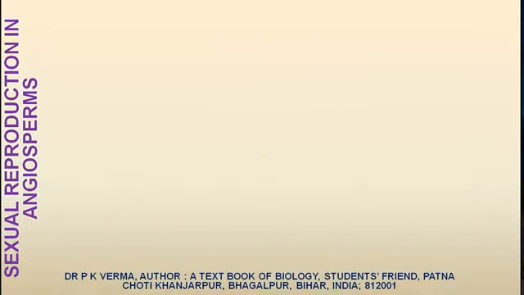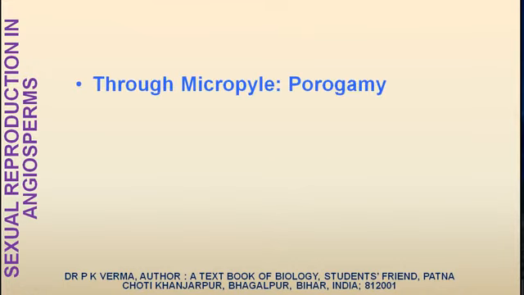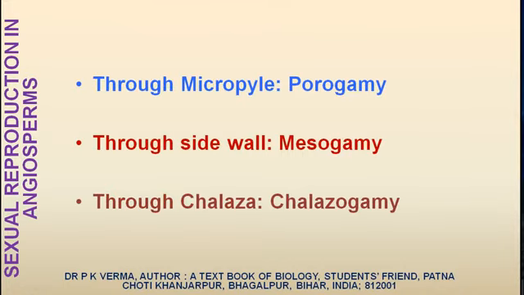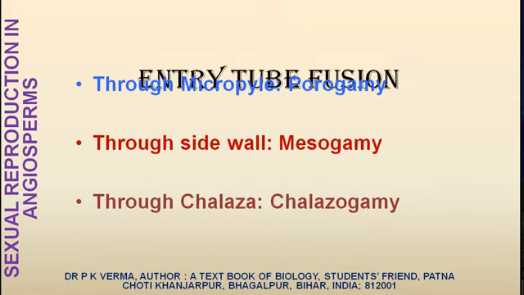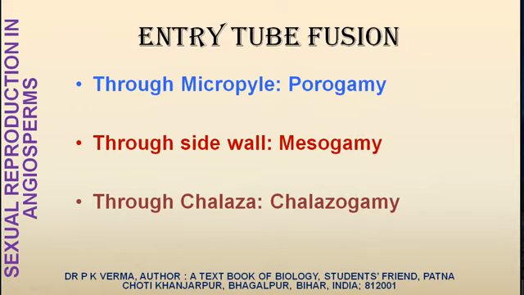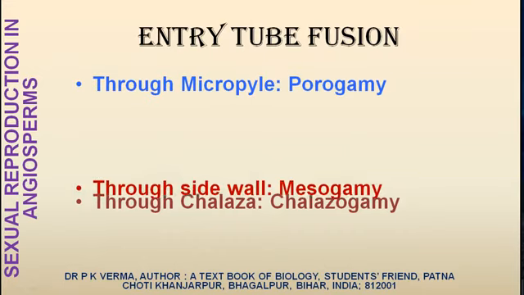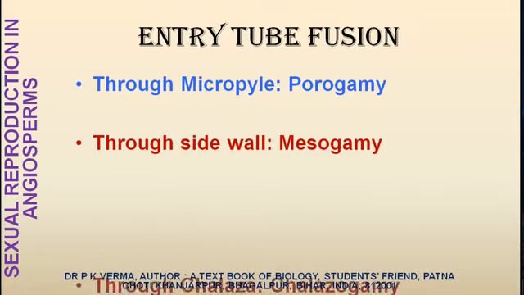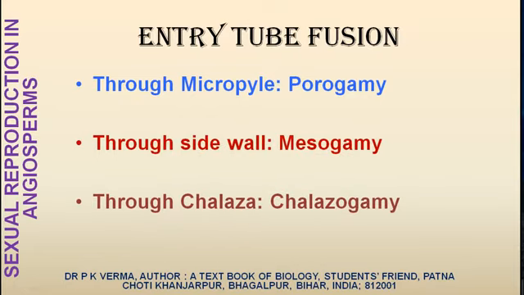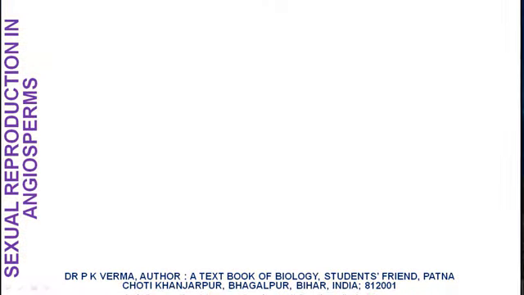This pollen tube can enter the ovule through the micropyle or through the side wall or through the chalaza. Accordingly, it is called porogamy, mesogamy, and chalazogamy. In the NEET examination or any other competitive examination, the terms porogamy and mesogamy are frequently asked.